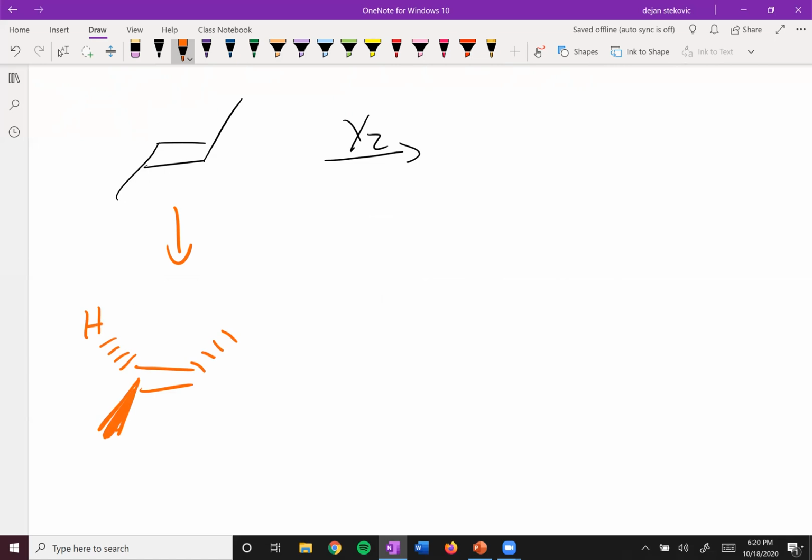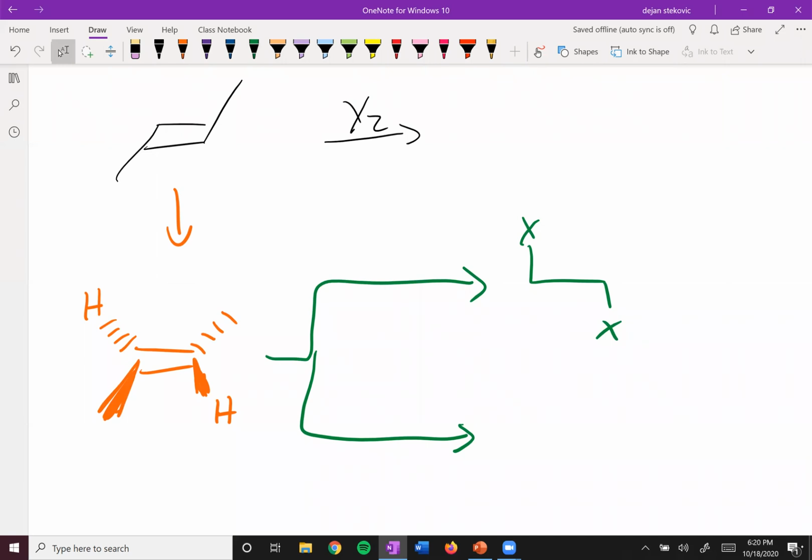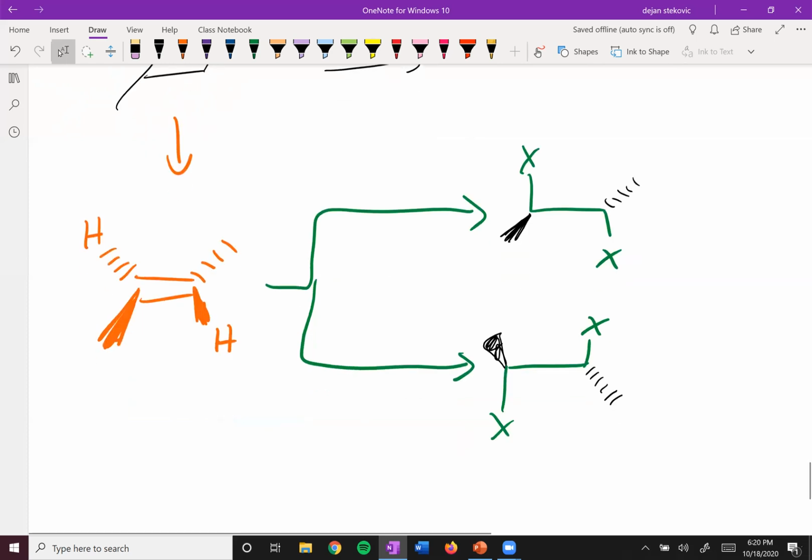And then we can add in the hydrogens just so we see them nicely. And then what we're going to do here is add some stuff anti to one another. So we could add X up top and X down here. Or we could have it the other way, right? X first adds down here, and then X adds up there. And then you keep the wedges and the dashes, right? So there's a wedge methyl here, a dash methyl there, wedge methyl here, dash methyl here.